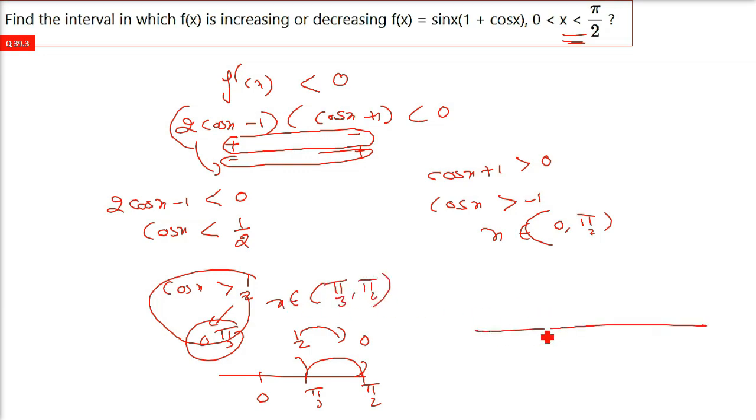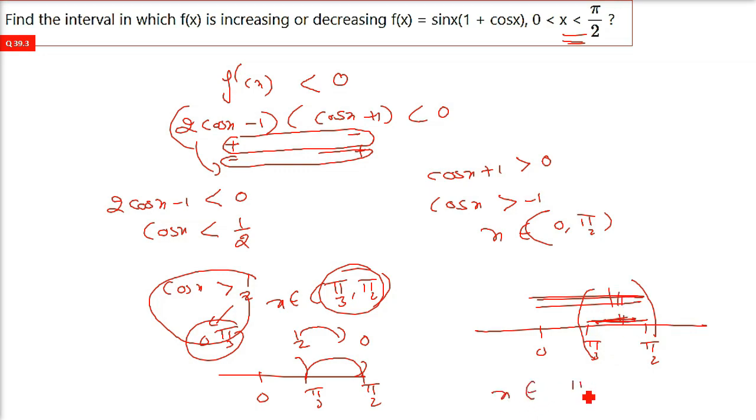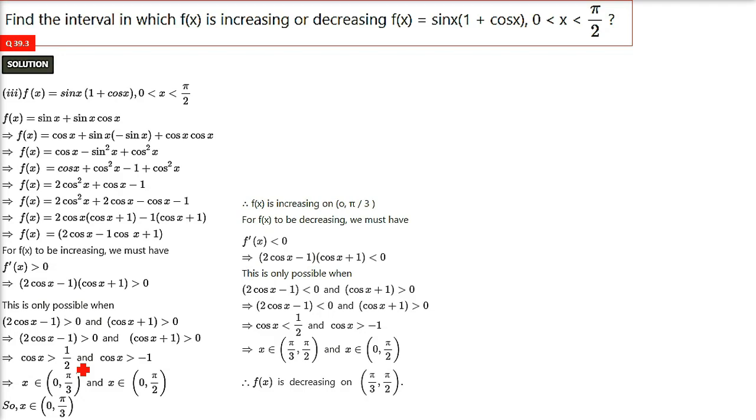And what about here? Again a number line. We are talking about 0, pi by 3, pi by 2. The first solution is pi by 3 to pi by 2. The second solution is 0 to pi by 2. And what is the common one? Pi by 3 to pi by 2. So x belongs to pi by 3 to pi by 2, where this function is decreasing. First one was x belongs to 0 to pi by 3, and the second part we got is this one. So this is the solution and this is the reference you can follow to solve it.